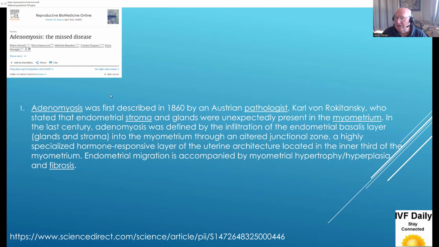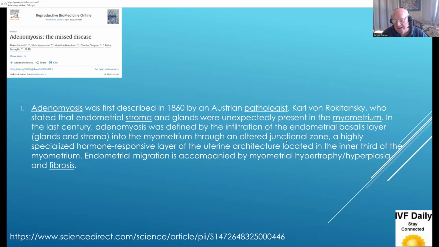I think this was an education thing for me, so I hope it is for you as well. Adenomyosis was first described in 1860 by an Austrian pathologist who stated that the endometrial stroma and glands were unexpectedly present in the myometrium. In the last century, adenomyosis was defined by the infiltration of the endometrial basal layer, glands and stroma, into the myometrium through an altered junctional zone. So it really is the junctional zone that is the problem, a highly specialized hormone-responsive layer of the uterine architecture located in the inner third of the myometrium. Endometrial migration is accompanied by myometrial hypertrophy, hyperplasia, and fibrosis.